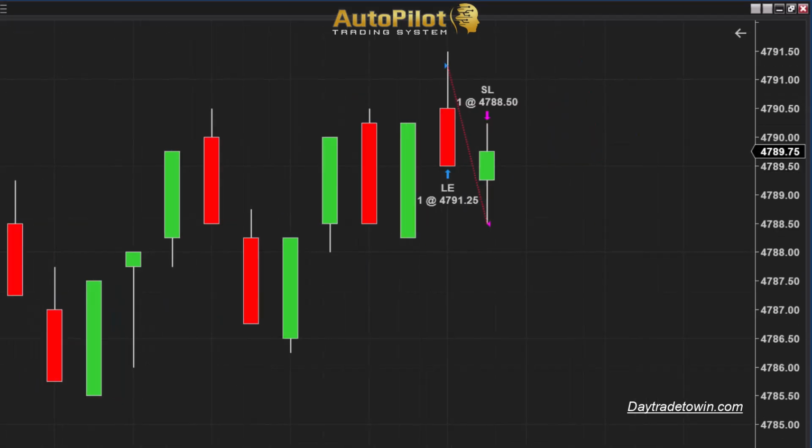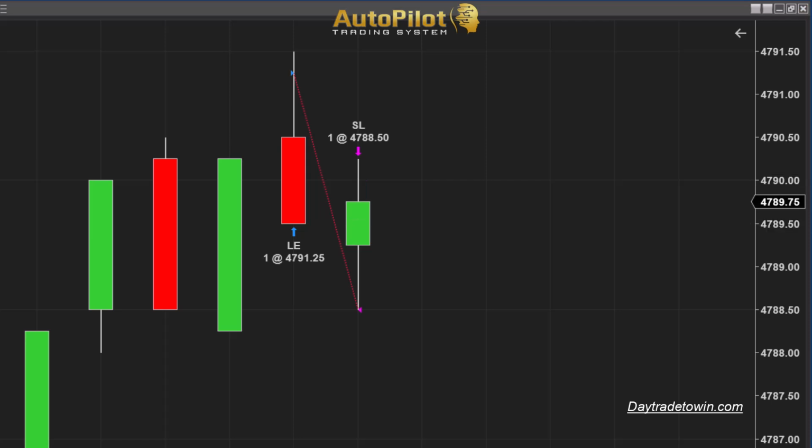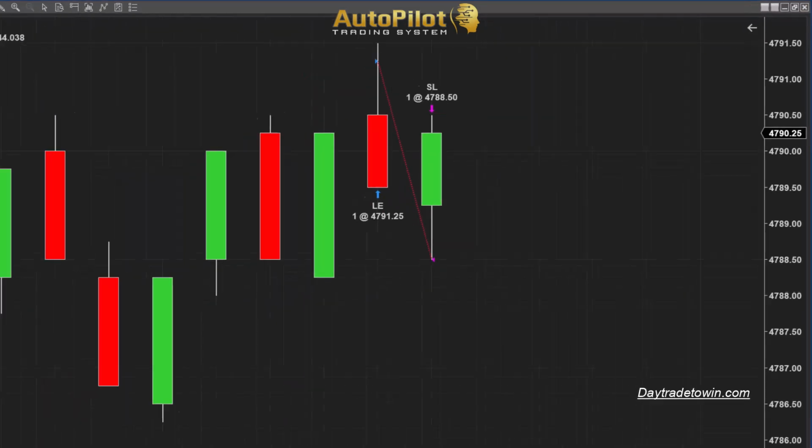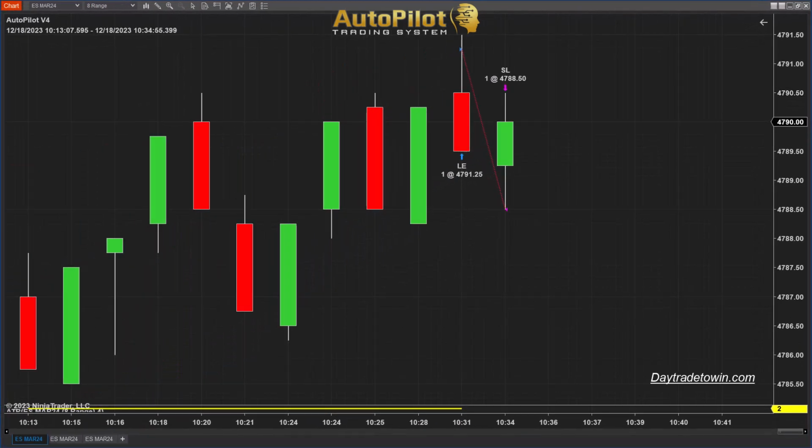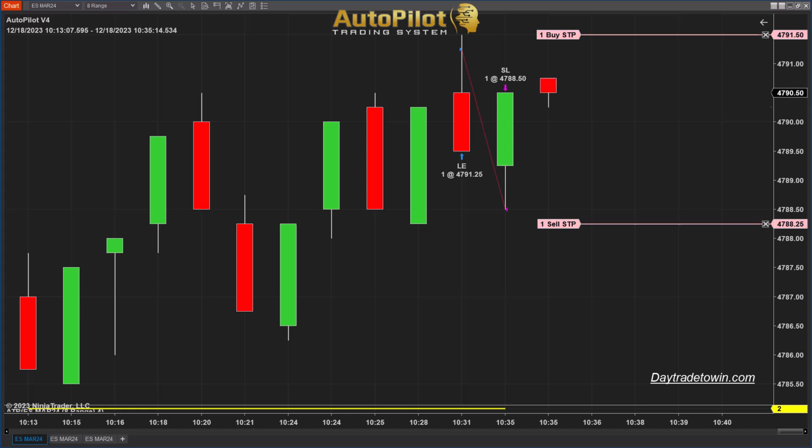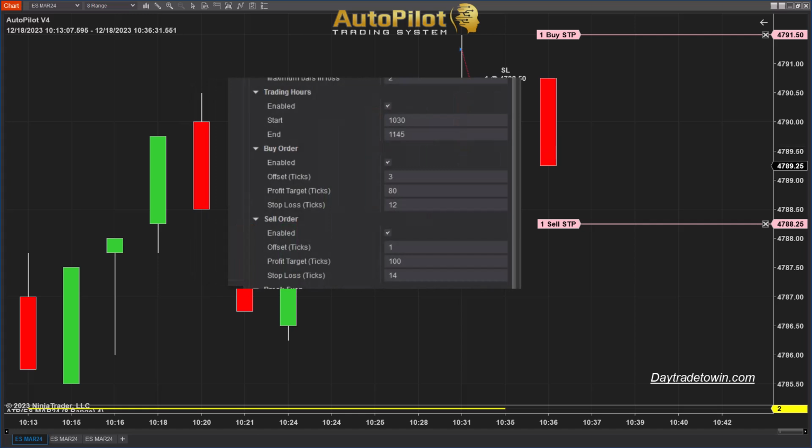Okay, so let me just expand this out here a little bit. So this trade here was a long, and it hit the automatic stop. So you have to expect that not every trade is going to be a winning trade. More importantly, we want to have the losing trades be small, and we want to have the winning trades be much larger. So the target on the autopilot is about 100 ticks for the short and 80 ticks for the long.